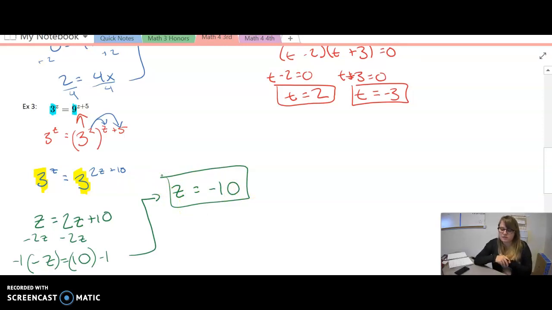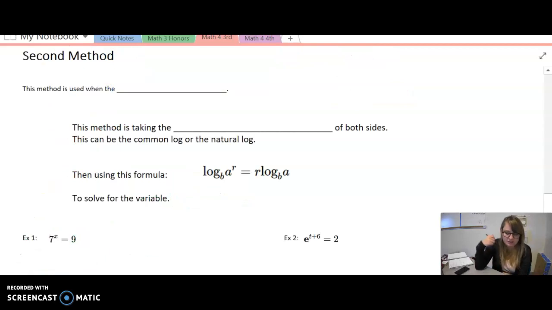So when we have this first method, we can double check that we can manipulate our base. If we have something that can be raised to a power to get the original base, then we can change it so that they're equal, and we can set the exponents equal to each other. So now we have our second method. This method is used when the bases are not the same.